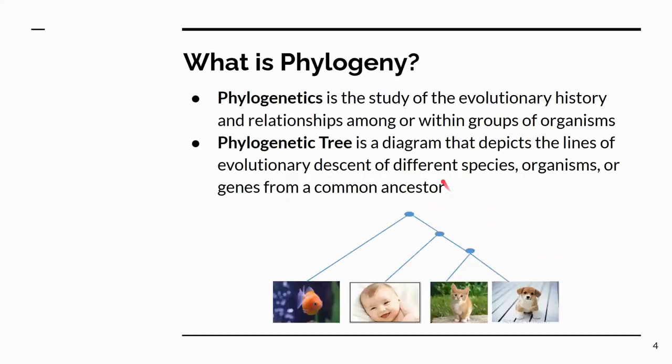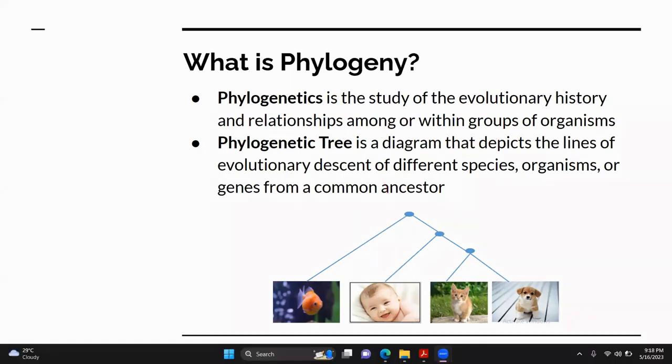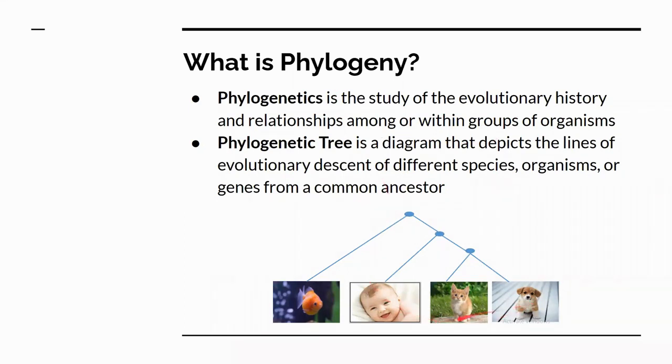So there comes another question, what is phylogeny? Phylogenetics is the study of evolutionary history and relationships among or within groups of organisms. This is an example of phylogenetic tree. Here we can see that cats and dogs are siblings. That means they are closely related to each other, whereas fish are distant relative to them.